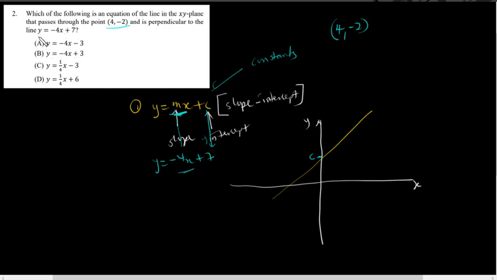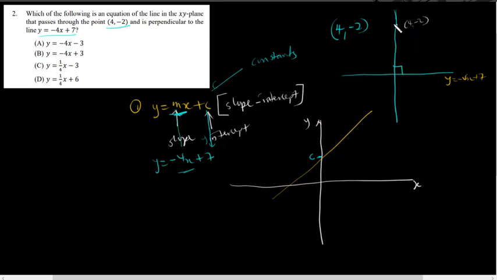Now compared to the line here, for example, the question says that if this line is y equals -4x plus 7, then we are asked to find another line which will pass through a certain point 4, -2, and also it will be perpendicular. That is, it will be at 90 degrees with the line. When we say perpendicular, it means 90 degrees, or it will meet the line at a 90 degree angle.